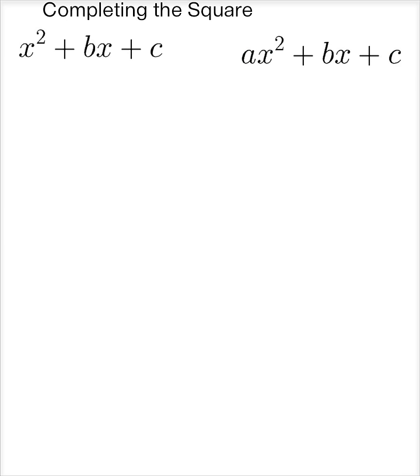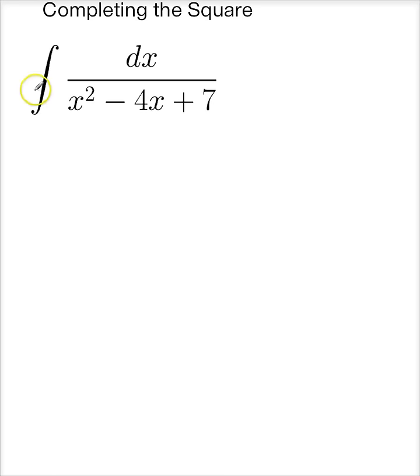Now there's another technique that is sometimes helpful. Remember, sometimes you have to complete the square. Remember doing this in pre-calc so that you can get an integral in a nice form. Now, let's look at this integral right here. Dx divided by x squared minus 4x plus 7.